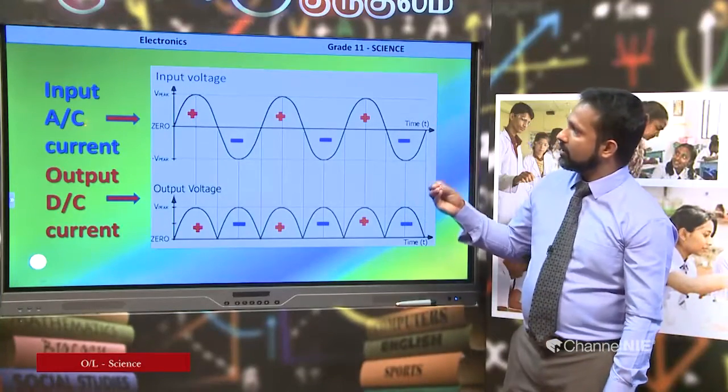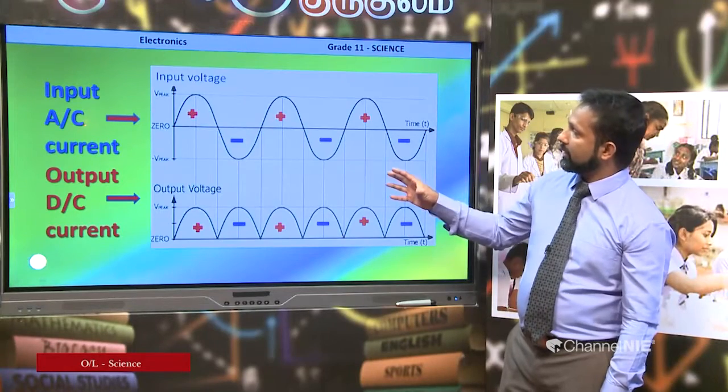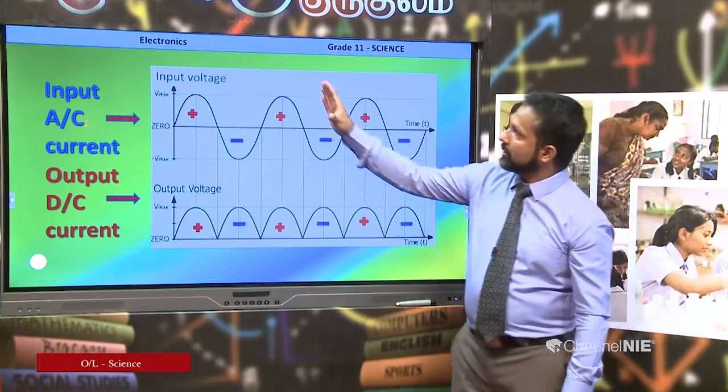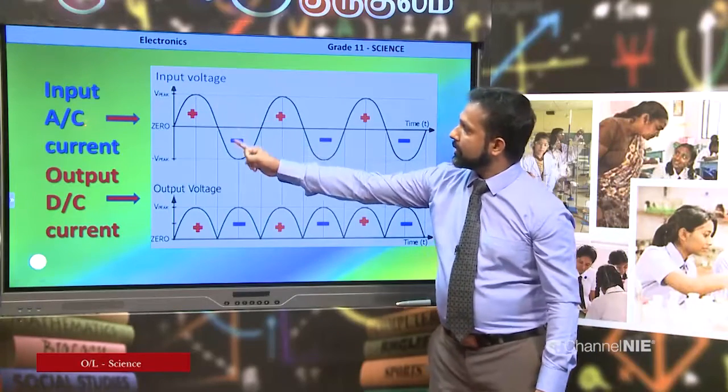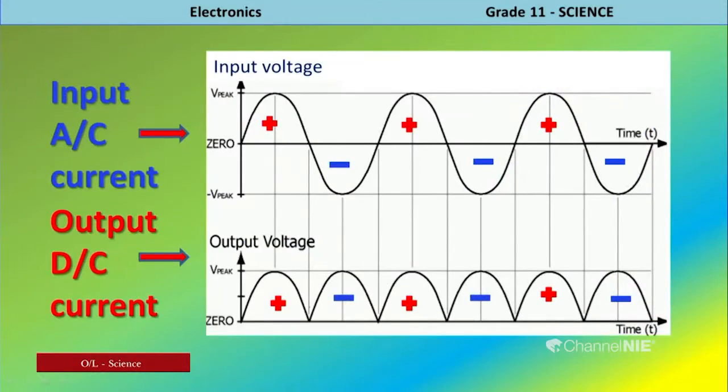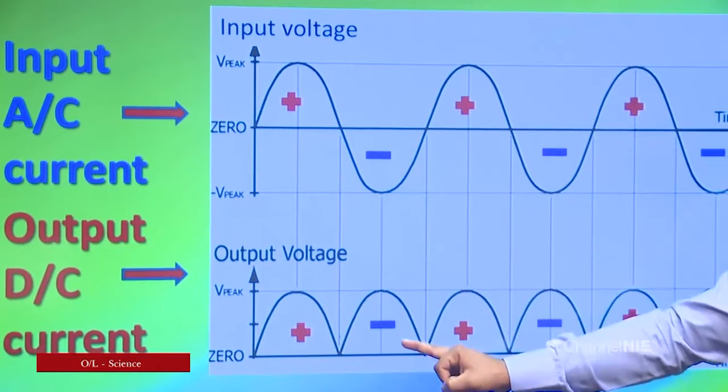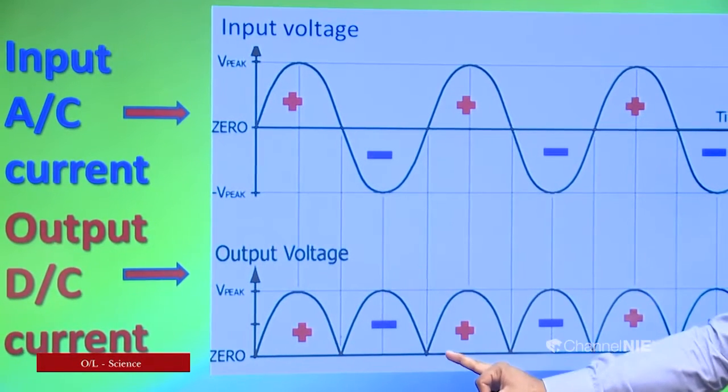You can see this using the graphical representation. This is the input AC current, consisting of positive and negative halves, a sinusoidal wave. After the full wave rectification, the output DC current, only the direct current, can be obtained. Positive half is there, negative half also has been rectified.